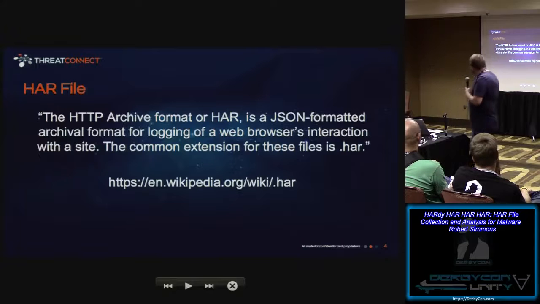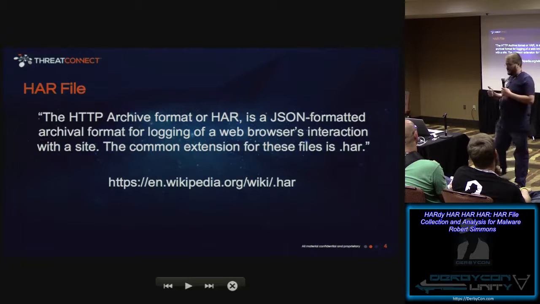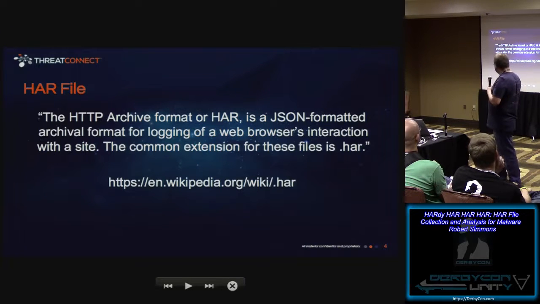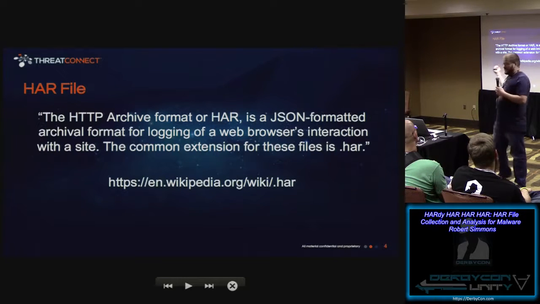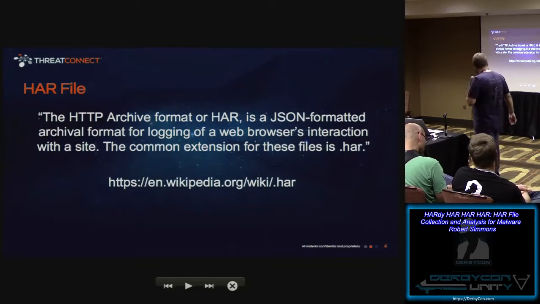But first, let's look at the definition. HAR, HTTP archive format, is a JSON formatted archival format for logging of a web browser's interaction with a website. The common extension for these is .har. The great thing about it is it's JSON formatted, so anything that's JSON is very easy to use. You can even take the raw HAR file and just send it into Elasticsearch if you want to use it that way.